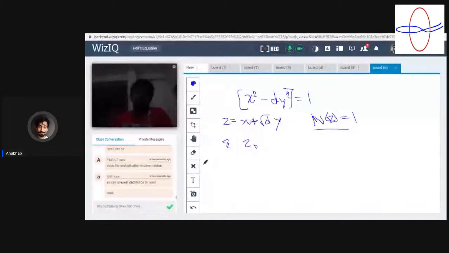So there will be negative solutions to this also. If z is a solution, minus z is also a solution trivially, so it makes no sense to talk of the smallest solution. But we can talk of the smallest solution which is greater than 1.